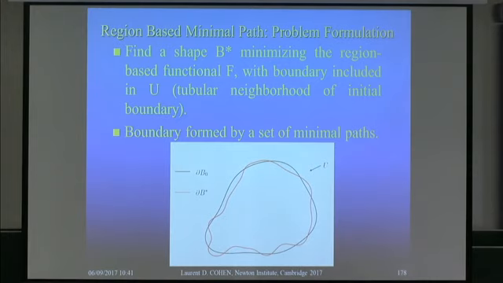Here you're looking for a shape minimizing the region-based functional f, which, so there's a problem here. I am a little confused because you don't see U here. So on my screen you see a tubular region. So you can imagine a tubular region in gray that surrounds the black curve here.